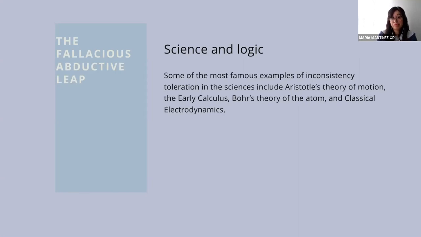still preserve rationality. Some of the most famous examples that we have of inconsistency toleration in the sciences include Aristotle's theory of motion, the early calculus, Bohr's theory of the atom, and classical electrodynamics. Many of these examples are going to be very abstract. Maybe Bohr's theory of the atom and the early calculus refer more to a type of inferential process, but classical electrodynamics, for instance, is an example that illustrates how a theory can be inconsistency tolerant, even if scientists never work with the contradiction in actual practice.